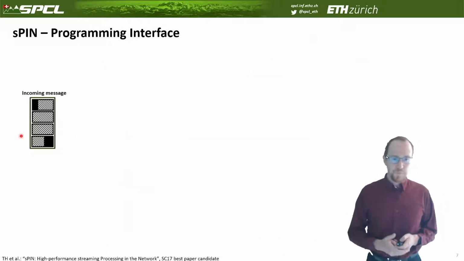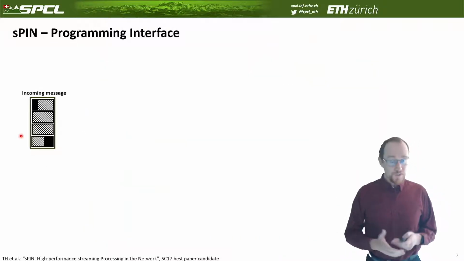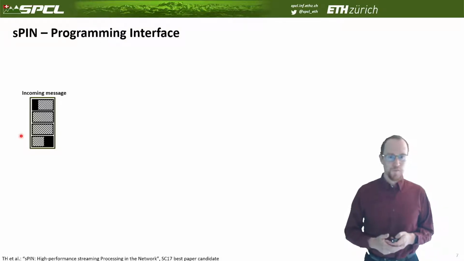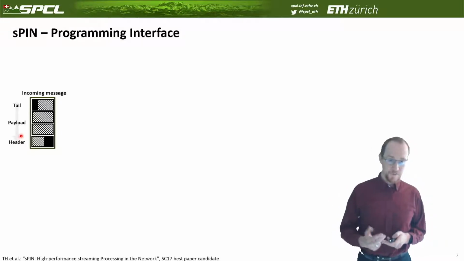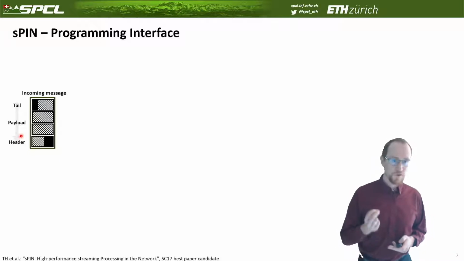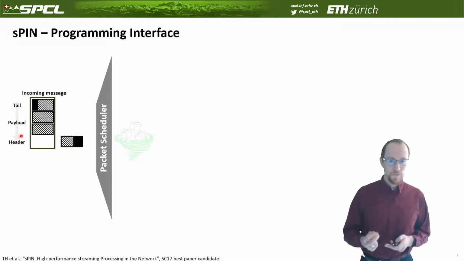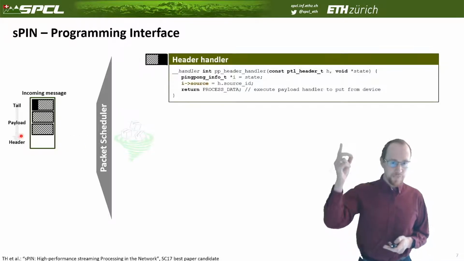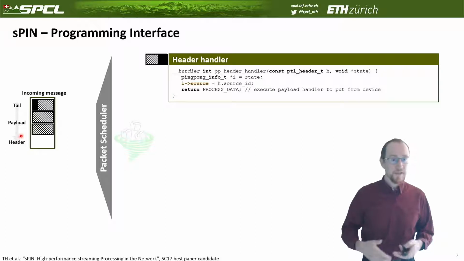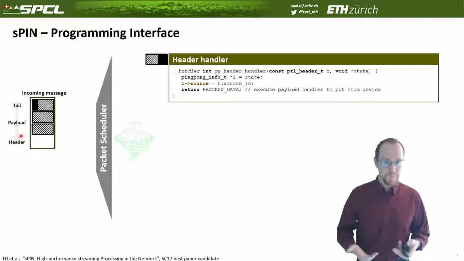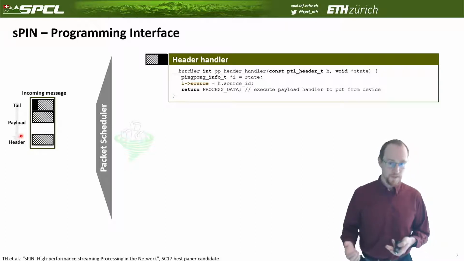So how do we program this device? Each message, as you probably all know, consists of multiple packets, and we process it packet by packet. We have 3 different types of processing kernels. On a GPU, there's only one type of kernel, a compute kernel. But on an accelerated SPIN NIC, we have 3 different kernels. One kernel is executed for the header packet. This is what we call the header handler. It can set up a context for the message itself, which consists of multiple packets.